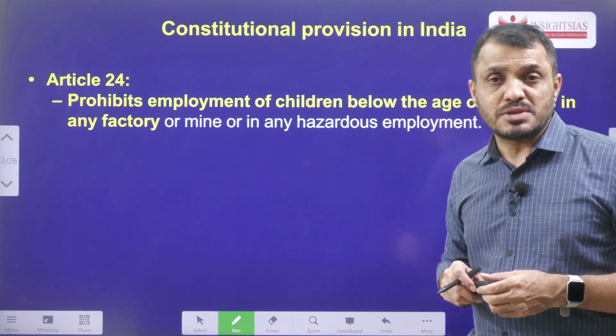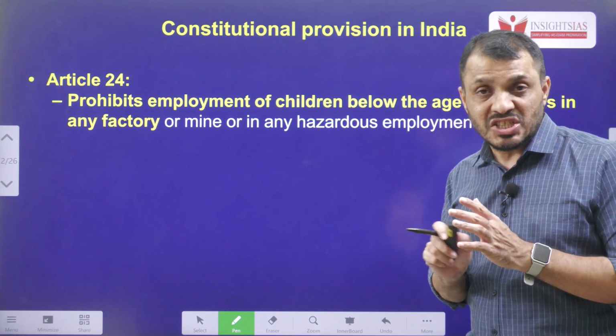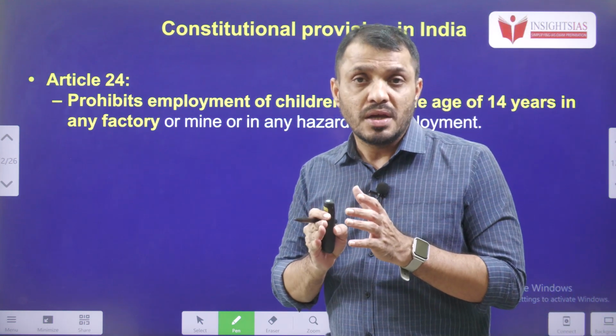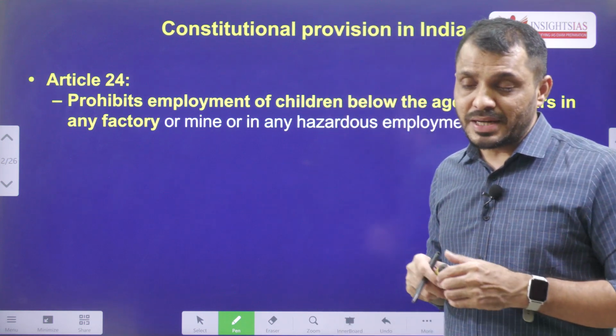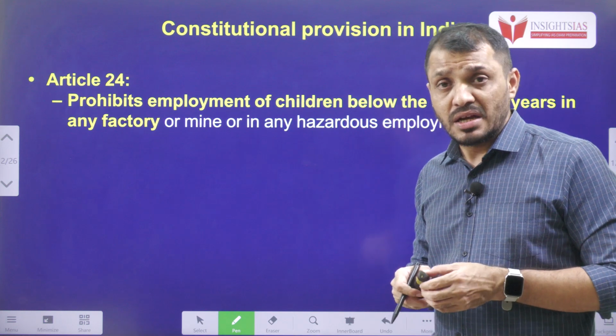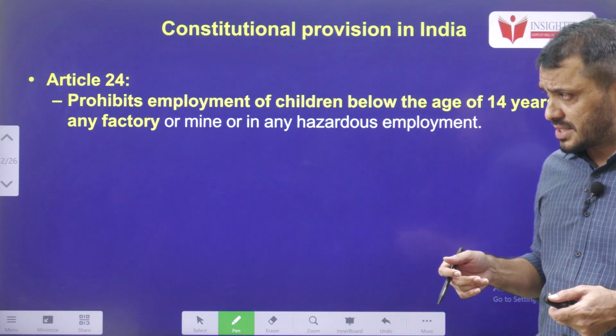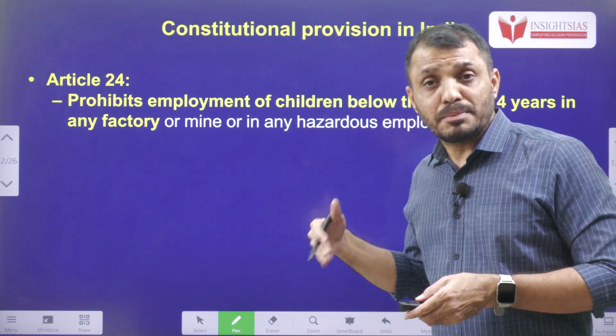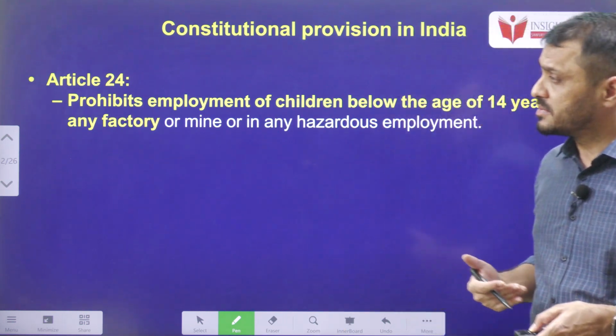In the Indian Constitution as well, Article 24 prevents child labor. You know that Article 24 comes under the prohibition of child labor and prevention of exploitation, one of the fundamental rights out of the 6. Article 23 and Article 24, these are protection against exploitation.